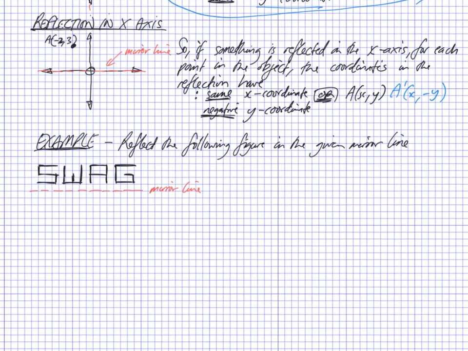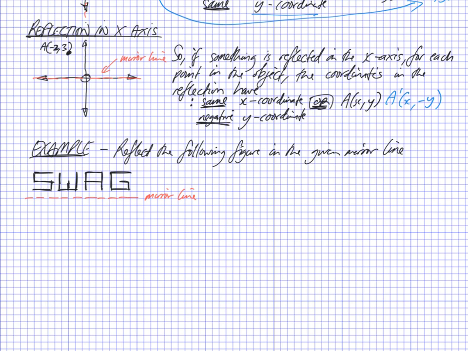Now, if I reflect in the x-axis, you see here the mirror line is along the x-axis. So now it's going to go up and down, not left and right. So the point I'm trying to reflect is -2, 3. So if something's reflected in the x-axis, for each point in the object, the coordinates in the reflection have the same x-coordinate. So before, it was the negative x-coordinate. This time it's the same x-coordinate, but the y-coordinate becomes negative of what it was.